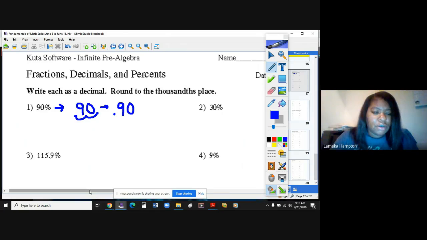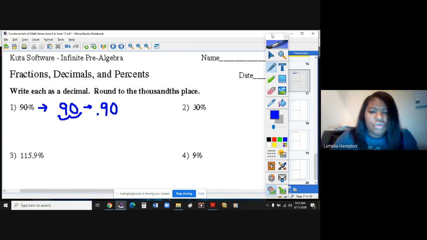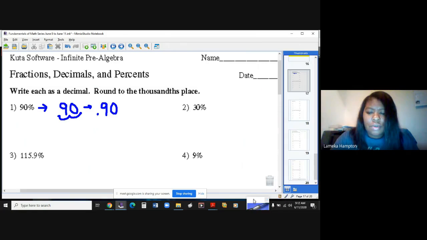Okay. Now I'm going to scroll over, if I can. Okay, there we go. To number 2. Number 2 is the same thing as number 1. Draw my arrow, and I'm going to simply write out.